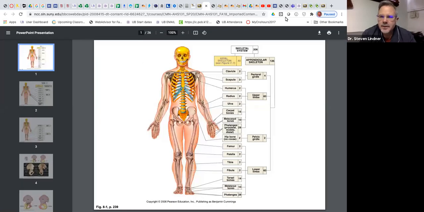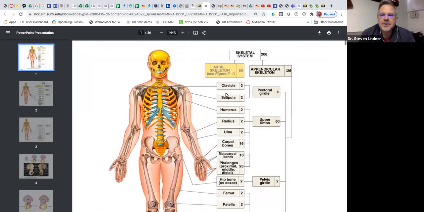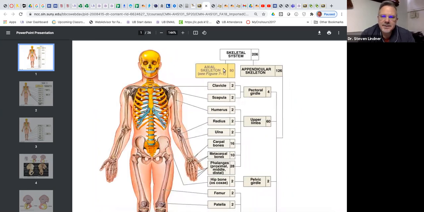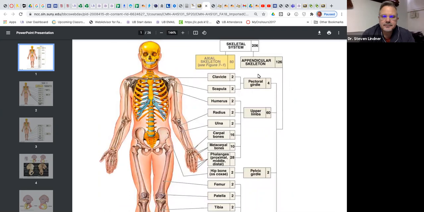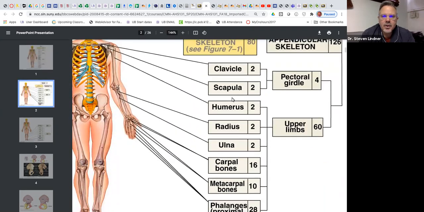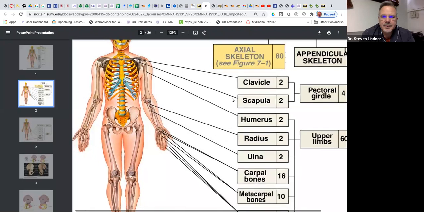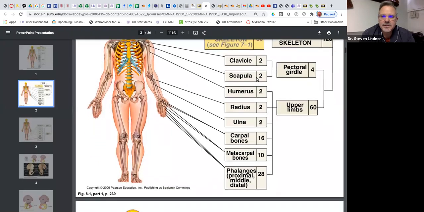Okay, everyone. So we will be finishing up the bones today. And just to review, remember we have the axial skeleton and appendicular skeleton. The axial skeleton is everything you see highlighted here in the center, right? And then everything outside of that is the appendicular skeleton. So what we already covered, the upper extremity, we did the two clavicles, the two scapulas, the two humerus, the radius, the ulna, the carpal bones, the metacarpals, and the phalanges.